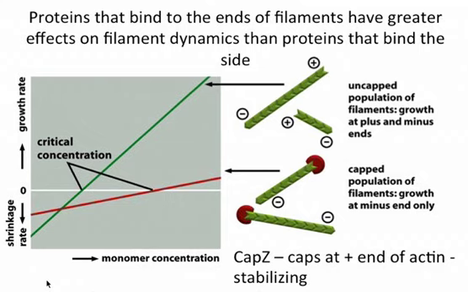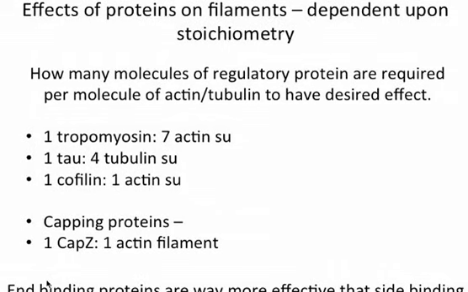Like, for example, tropomyosin. That was one that was stabilizing, right? But you need one molecule of tropomyosin to bind seven molecules of actin in order to stabilize that portion. Whereas if you just cap the top, then it's going to stabilize the whole filament. So I worked out the stoichiometry for you guys to illustrate or explain this a little bit better. So the effects of proteins on filaments are dependent upon stoichiometry in a way.